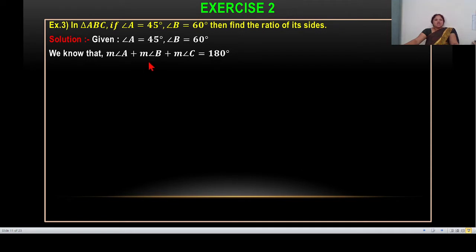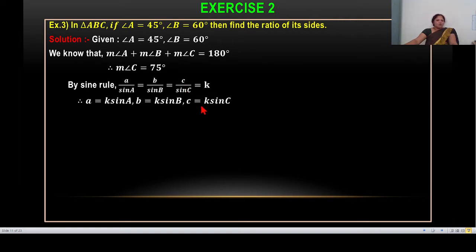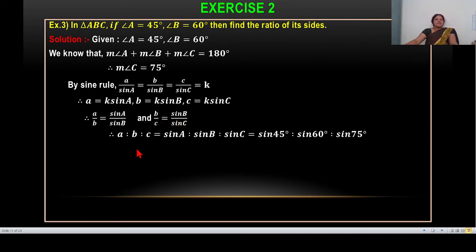And therefore, 105 degree plus measure of angle C equal to 180 degree, and therefore measure of angle C equal to 75 degree. By sine rule, a upon sin A equal to b upon sin B equal to c upon sin C equal to k. a equal to k sin A, b equal to k sin B, c equal to k sin C. Therefore, a upon b equal to sin A upon sin B and b upon c equal to sin B upon sin C. Therefore, a as to b as to c equal to sin A as to sin B as to sin C.